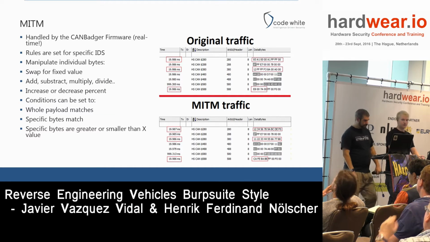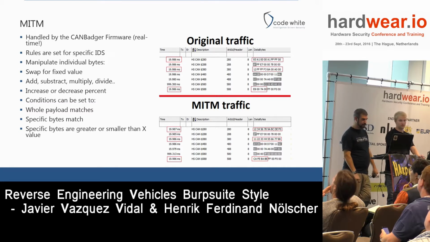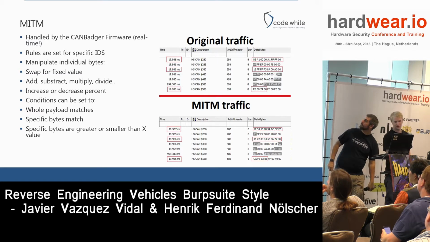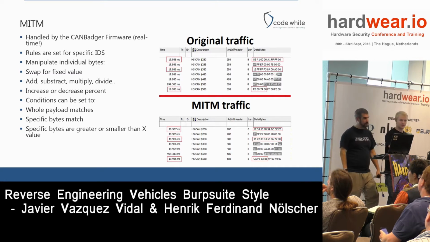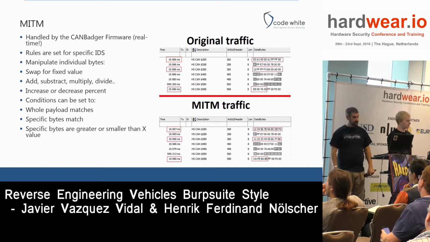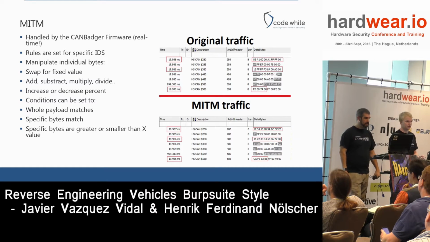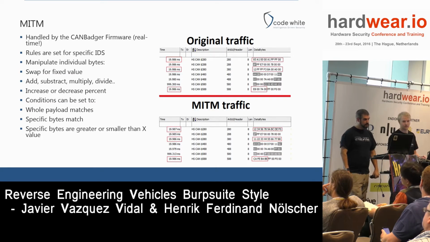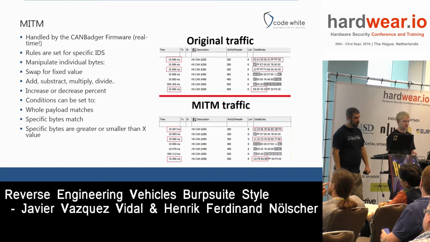So a good demonstration of the CanBadger server would be the man in the middle. On the top picture, you can see the original traffic that I think an ECU was sending. And on the bottom, you can see the changed traffic. So what you will do is go to the GUI and set up some rules, like match and replace. You can set rules for specific IDs, and you can manipulate individual bytes.